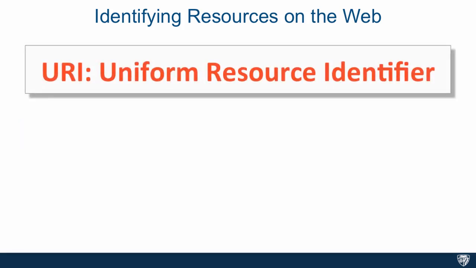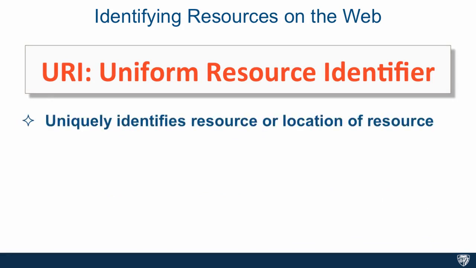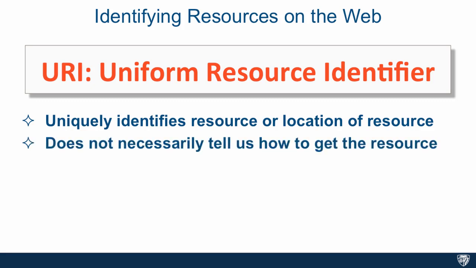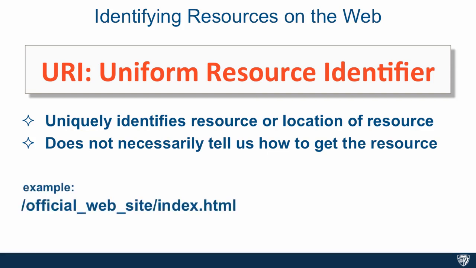Another term is URI, and URI stands for Uniform Resource Identifier. And what that does is uniquely identify a resource or a location of a resource. But even though it identifies uniquely the location of a resource, it still does not necessarily tell us how to get to that resource. The reason it doesn't is because within a URI, the context is usually missing. It's very similar to URN, except the URI looks much more like a directory type of structure. So for example, a URI might be /official_web_site/index.html. While if I'm sitting at Coursera.org, this will mean a unique URL put together with the Coursera.org.